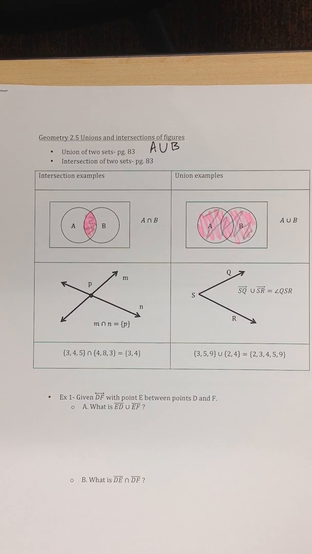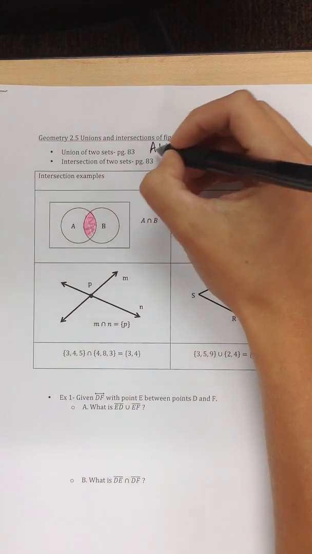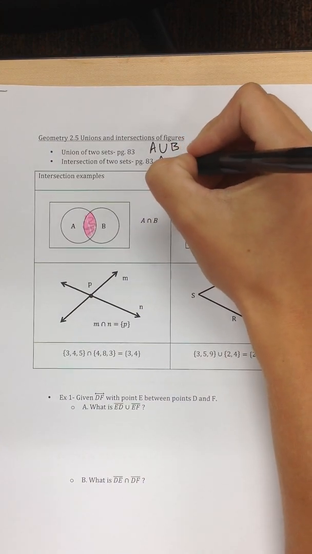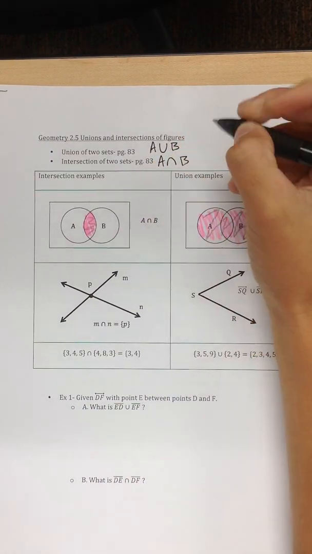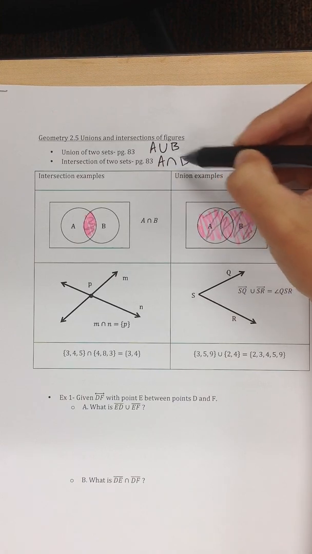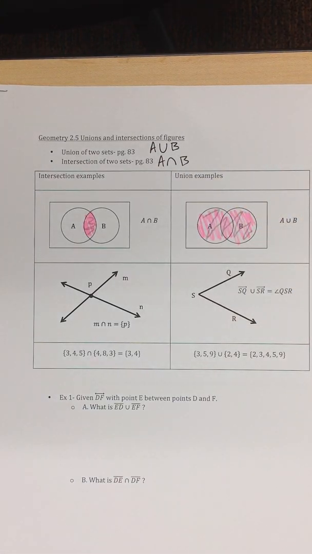Now intersection. So the intersection of two sets, A and B, is written with that symbol flipped upside down, kind of more like an N. So union is a U shape, intersection is an N shape. And that says it is the set of elements that are in both A and B. Okay, so union is everything, intersection is where they cross, or both.